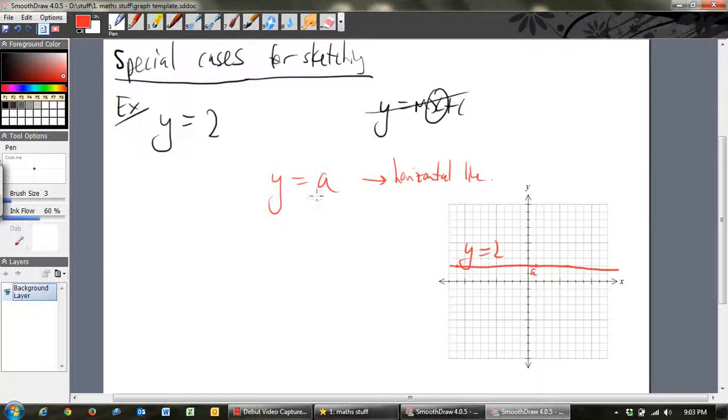So y equals a gives you a horizontal line. And every y value is equal to a. In this case it was always equal to 2. Y was always equal to 2. And so that's what it looks like.